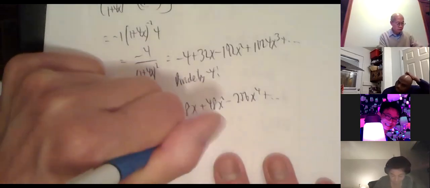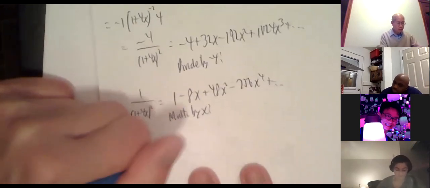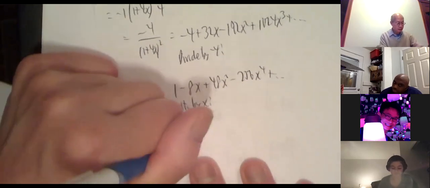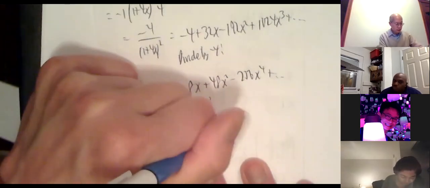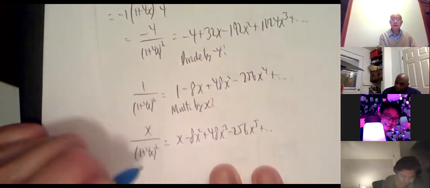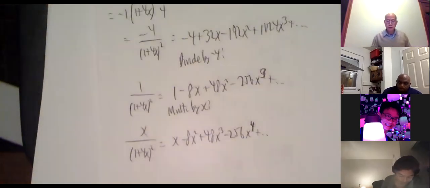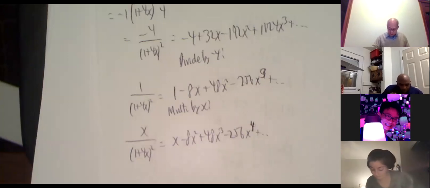So multiply by x: x over (1 plus 4x) squared, that's easy, x minus 8x squared plus 48x cubed minus 256x to the 4th plus dot, dot, dot. Whoops, that's wrong. That should be a cubed, so that should be a 4th. Is that right? Yeah, that's better. Okay, 11.10, several questions there. Next slide.